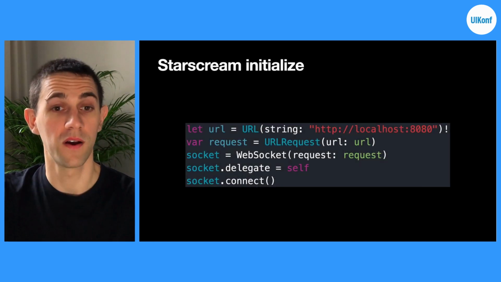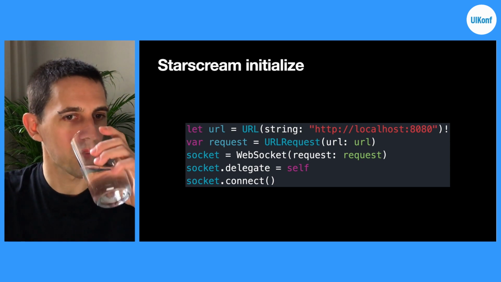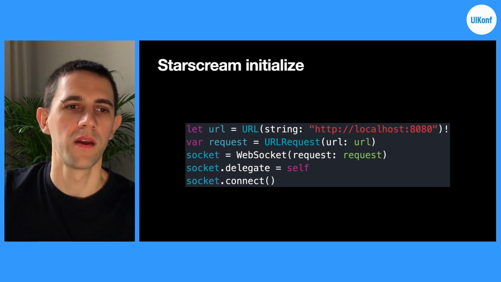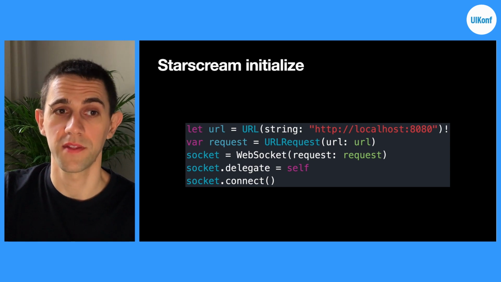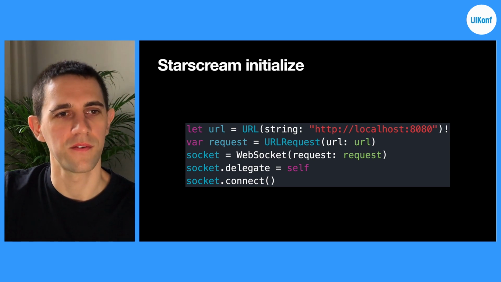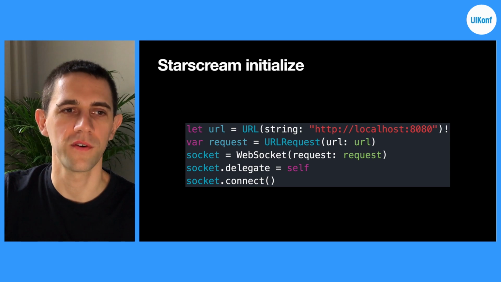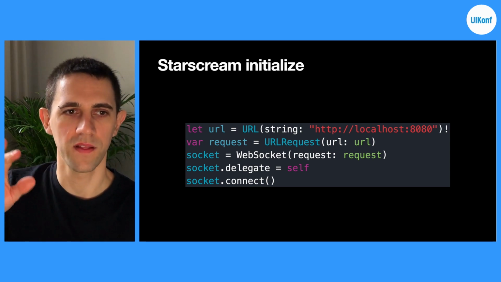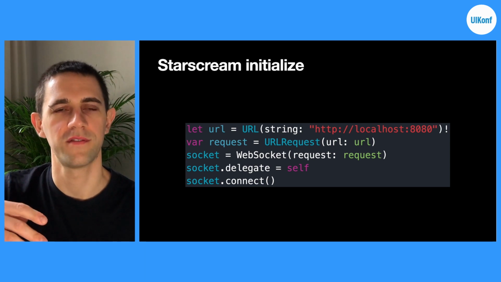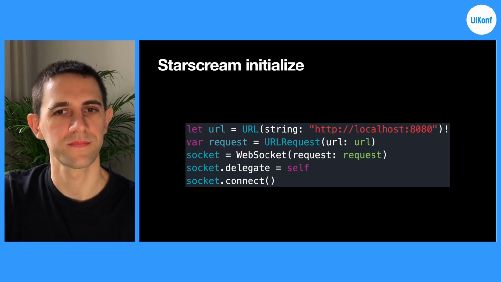Let's see some code of how we can use WebSockets with Starscream. First, we need to create a URL object. Then we create the request, and then we create the WebSocket object, which comes from Starscream, using the request we created before. Then we need to set the delegate. Delegate means that it's where we receive events. And then in the end, we connect to the socket.